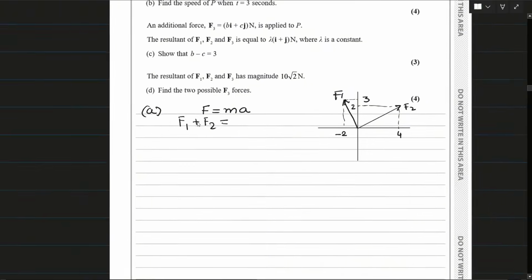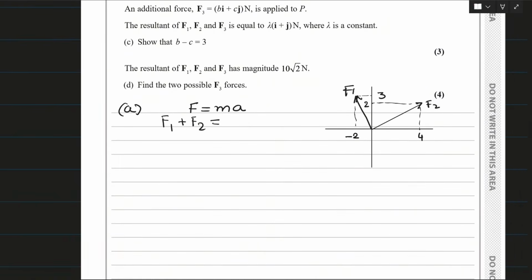So adding the two forces together will give us the resultant force. The resultant force is equivalent to F1 plus F2. Then on the right side we have mass times acceleration. We know the mass of the particle is 2 kg and the acceleration is unknown. So from this we can find the acceleration vector.